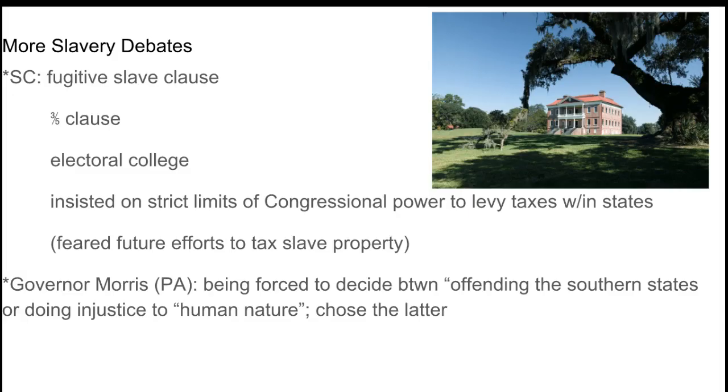You have more and more slavery debates because of the Fugitive Slave Clause that said that if you were in the North and you found a runaway slave, you were supposed to return him or her to the rightful owner in the South, and that went against the abolitionist beliefs of the New Englanders. They were not too happy with the Three-Fifths Clause. They wanted strict limits on congressional power, and they were worried that Congress was going to tax their human property in the future. So they were trying to make sure that Congress couldn't impose outrageous taxes.